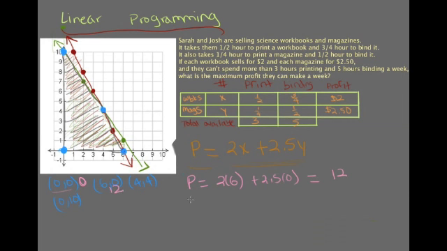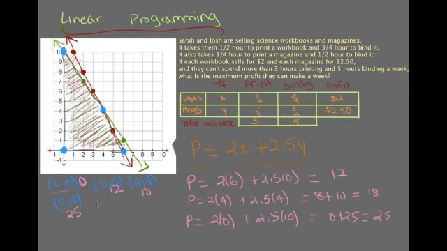Then we plug in 4, 4. Profit is equal to 2 times 4 plus 2.5 times 4, which is equal to 8 plus 10, which is equal to 18. So this one will be 18. And then 0, 10. Profit is equal to 2 times 0 plus 2.5 times 10, which is equal to 0 plus 25, which is going to equal 25. So 0, 10, this point right here, is going to yield us the greatest number, which is 25.